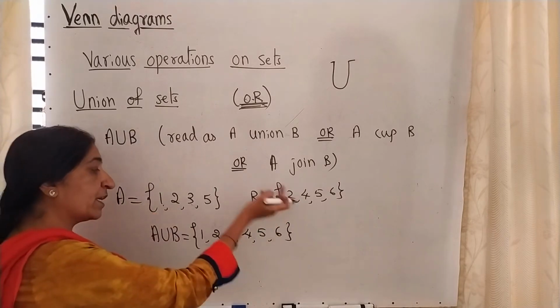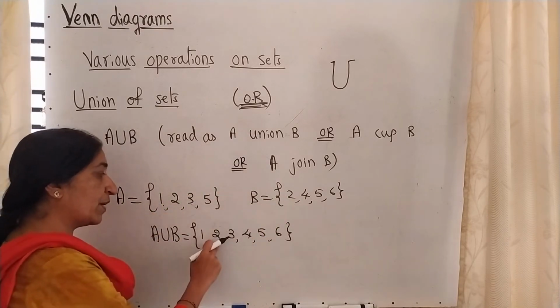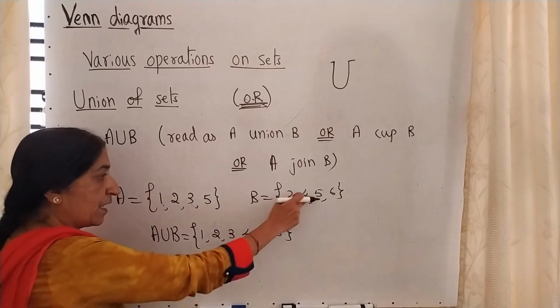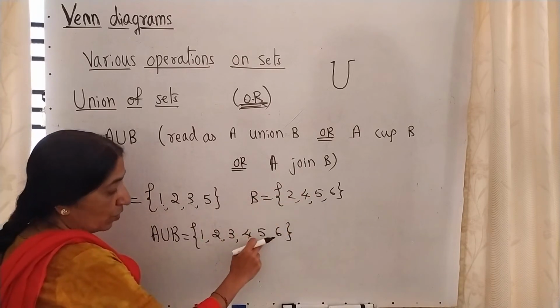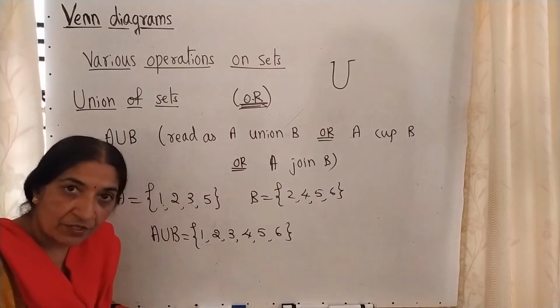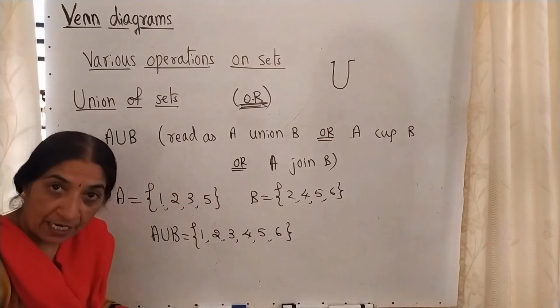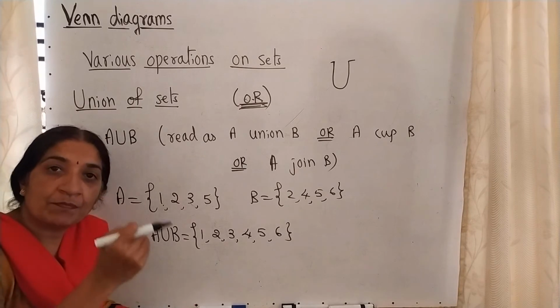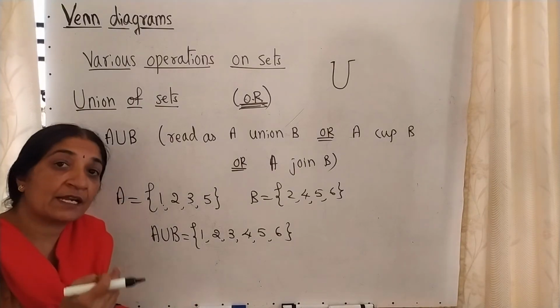Here 1 is not in set B, then also we are writing it. 2 is common, I am writing it once. 3. And here 4. 5 is repeated, don't write it twice, once. And 6. That means the elements which belong to set A or set B or both A and B.